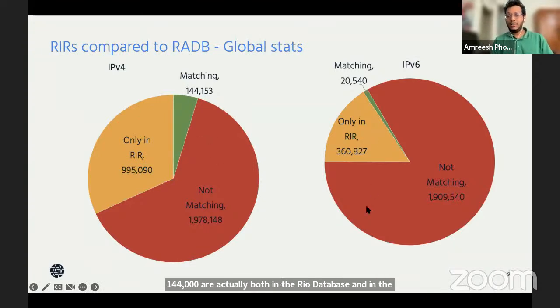For IPv6, the numbers are pretty much the same. Almost 2 million not matching, 360,000 only in the RIR databases, and around 30,000 which are matching in both RADB and the RIRs.